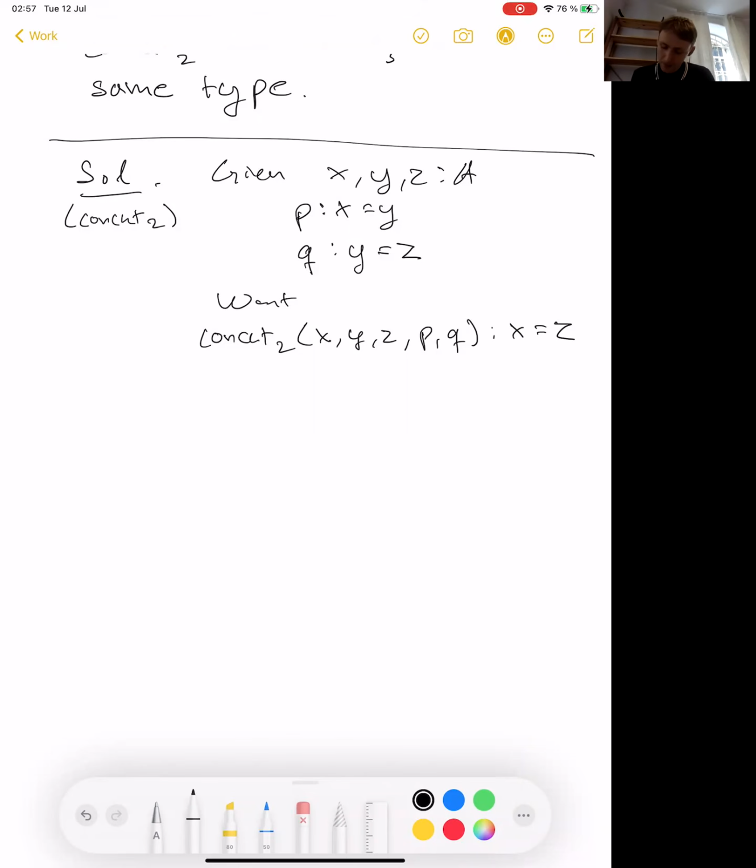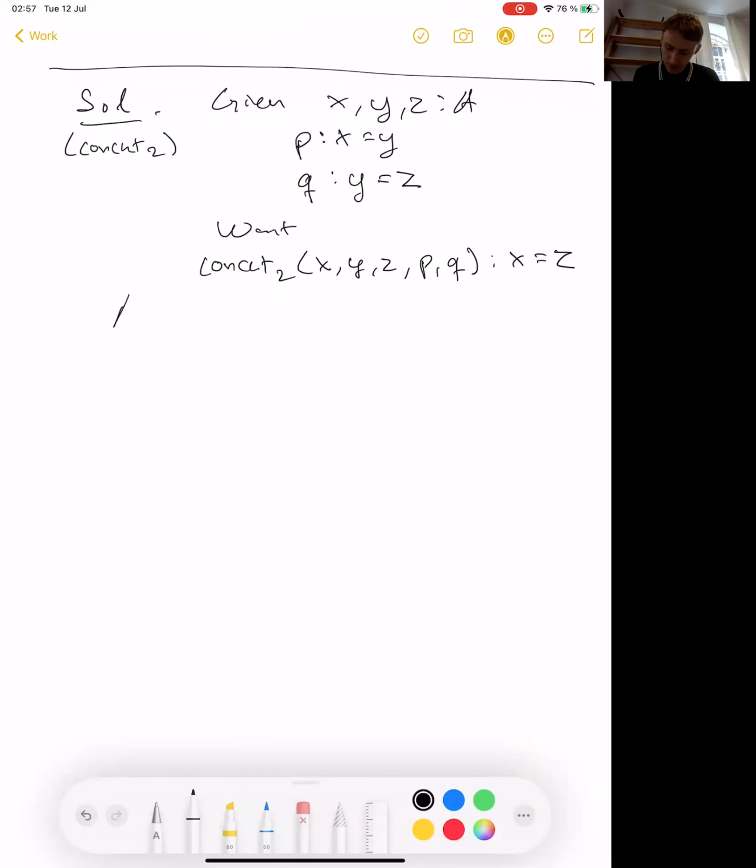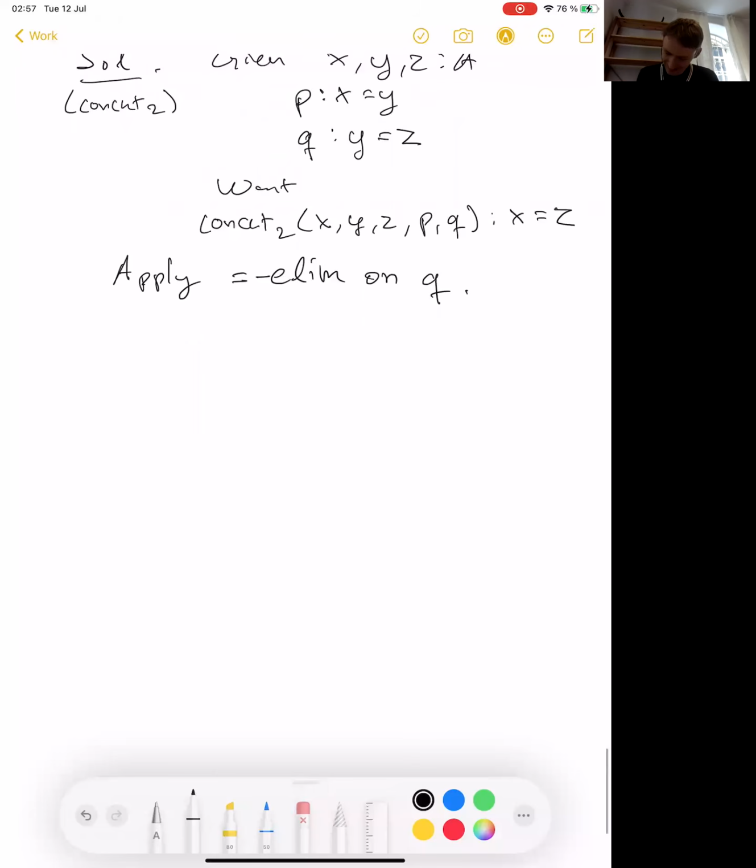So what we did first time in the lecture, I think, was that we used path induction on P, but why not do it differently this time and apply path induction on Q? So apply path induction, identity elimination on Q. Yes, so someone solved the concat 3 case. I'm getting there. Thank you, Lambda Duck. That's precisely it.